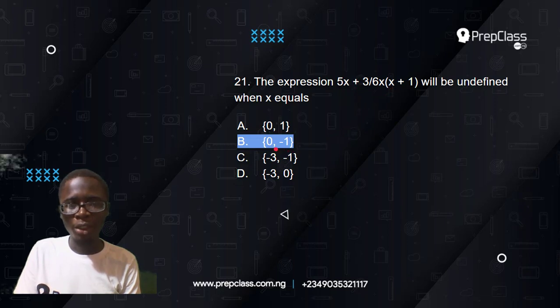Please avoid the temptation of this xy coordinate pairing by thinking that this is x and this is y. No, here the combination is a kind of set. We're not looking at the coordinates. So this is telling us that at set 0 and minus 1, our x will exist here to make this fraction undefined. So please take note of that, very important. Now I'm proceeding to the next question.